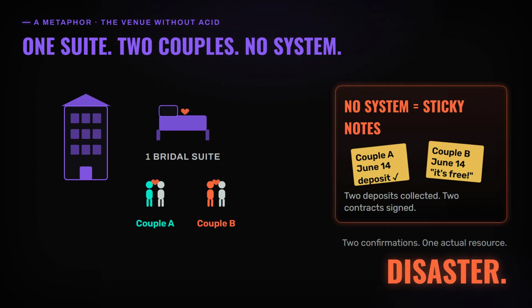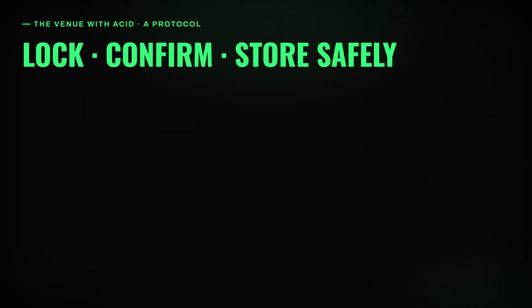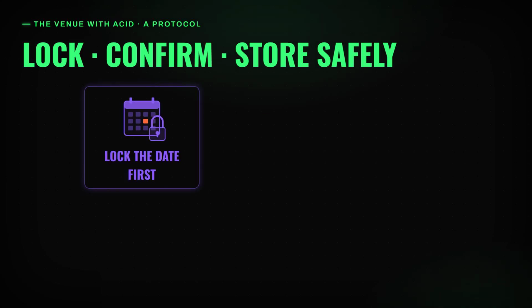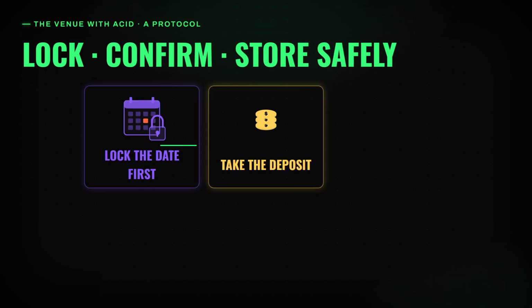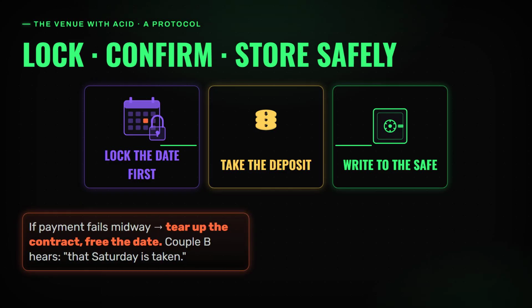That's what a database without ACID looks like. 2 confirmations, 1 actual resource. Disaster. Now picture the same venue, but the manager works like a database with proper transactions. When couple A calls, she locks June 14th in the calendar before she takes a deposit. While their booking is in progress, no other booking for that date can start. When their payment goes through, the booking is final, written into a fireproof safe. If their payment fails midway, she tears up the contract and frees the date instantly. Couple B calls later: "Sorry, that Saturday is taken."